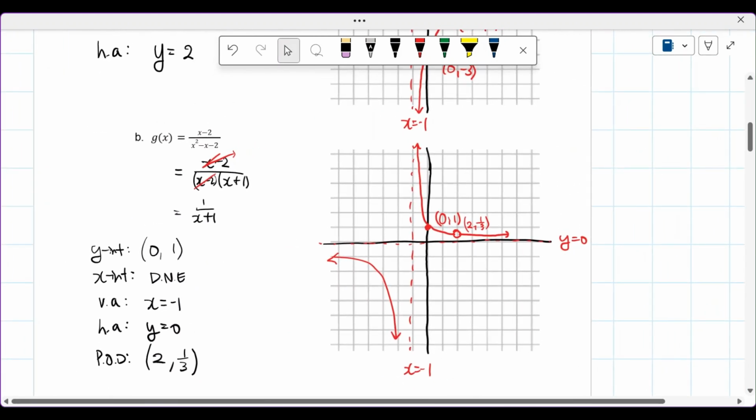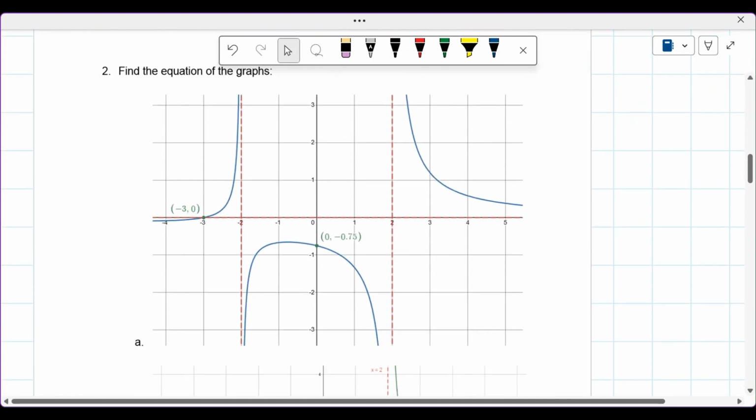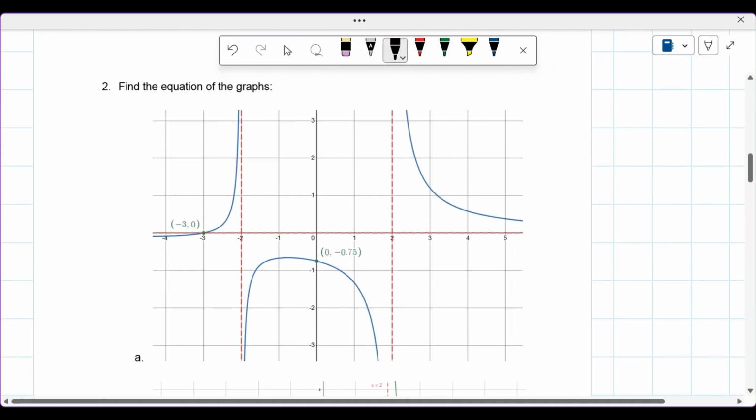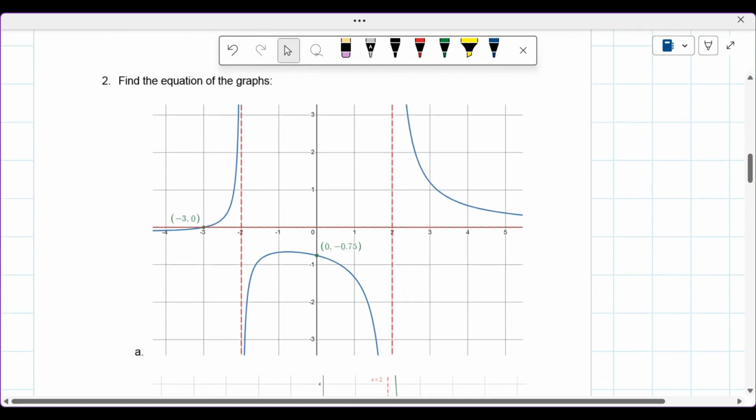All right, now let's move on. Find the equation of the graphs. So in order to find the equations of the graphs, we need to identify some key features of the graphs and make the equation out of it. So the first thing that I notice is that the y-intercept is at 0 comma negative 0.75. X-intercept is at negative 3 comma 0. Vertical asymptotes, there are two, one at x equals negative 2 and x equals positive 2. And then finally, the horizontal asymptote seems to be at y equals 0.